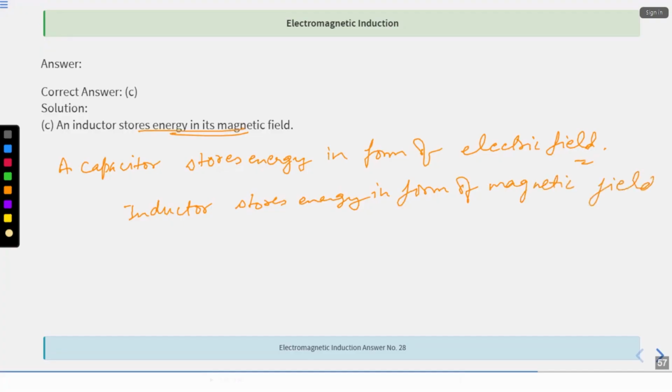Cool. So I hope you get that. It is again a simple, direct question. +4 -1. If you know this, you will get +4, otherwise -1. So these are very small things. So please get a hold on all these types of concepts. So moving ahead, number 29.